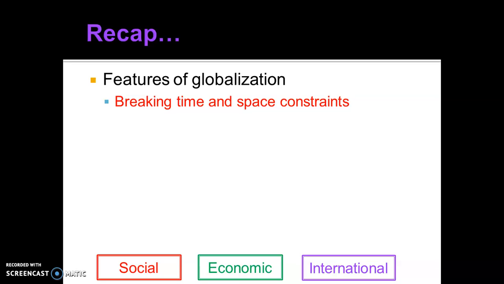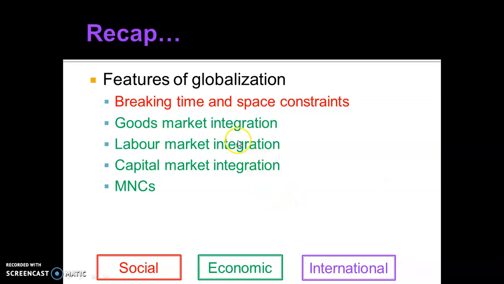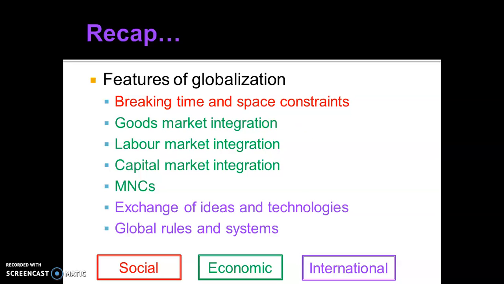From the social aspects, breaking time and space constraints. Economic, we have goods market integrations, labor market integrations, capital market integrations, formations of MNCs. International aspects, we have more exchange of ideas and technologies, more global rules and systems set up by international organizations. 所以 economic globalizations 好似好多嘢要背啊，但係咪咁難呢？ I don't think this is actually that difficult. Alright, now let's get to the contents of today, cultural globalizations.